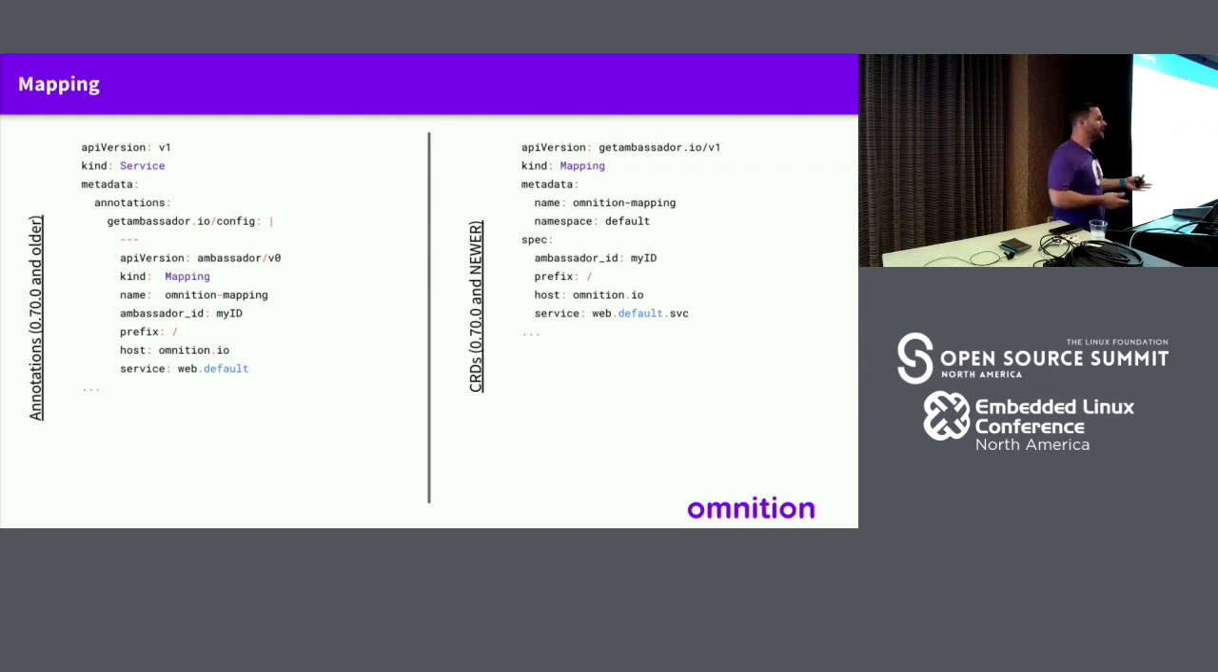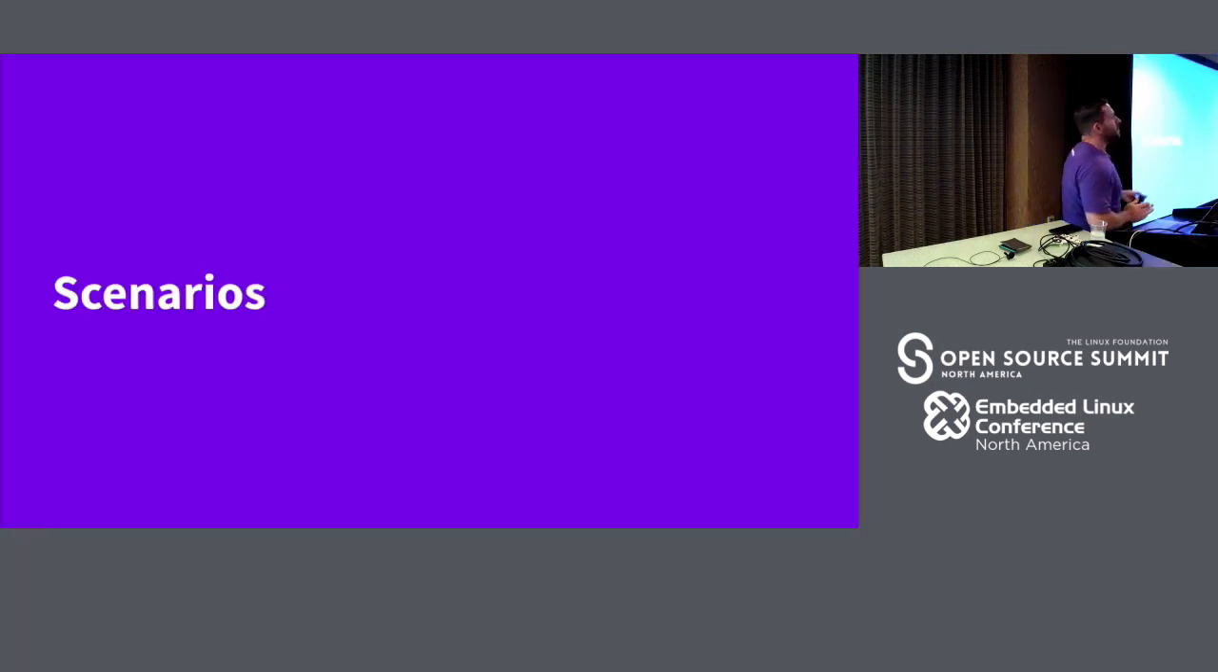You can do port-based, you can do path-based, you can do header mappings, gRPC, WebSockets. There's a bunch of different options for mappings. But in general, this is where you spend most of your time when you configure an API gateway. So with that, let's talk about different scenarios.